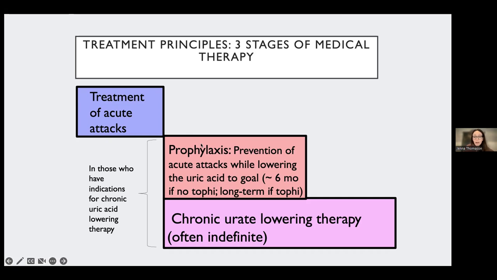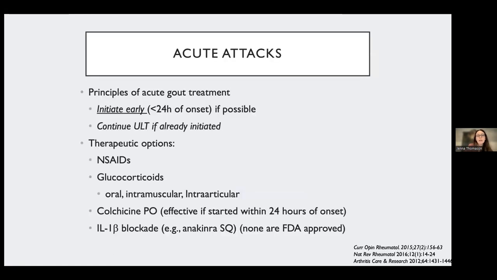And this is very important. When we start our patients on uric acid lowering therapy, they're actually at higher risk for flares in that initial period, usually for the first 6 months. And so we need to be giving them something to protect them until they get their uric acid to goal. And that medication is generally colchicine, but you could use low dose NSAIDs or prednisone.